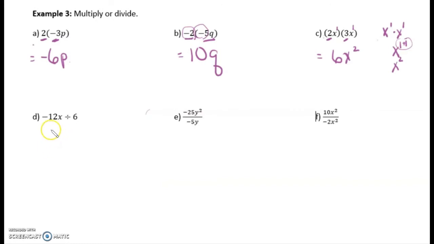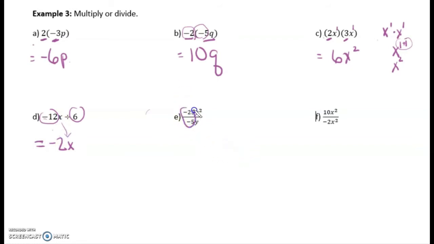So D, E, and F are division questions. Negative 12x divided by 6. Essentially we're just dividing the numbers. Negative 12 divided by 6 is negative 2, and then the x is still multiplied there. It just comes down.